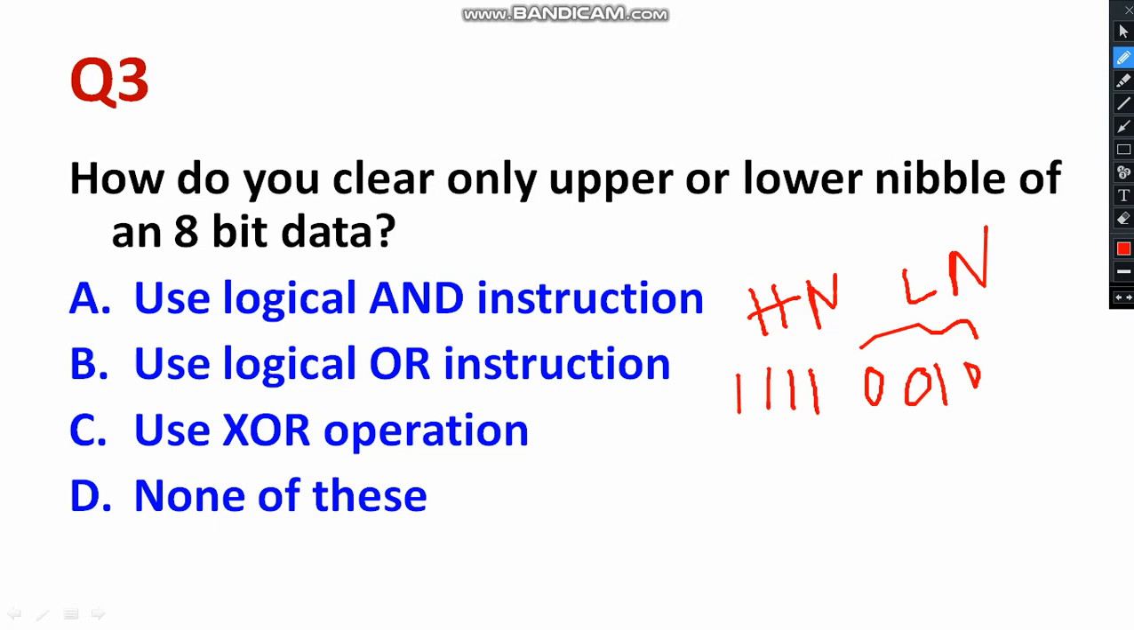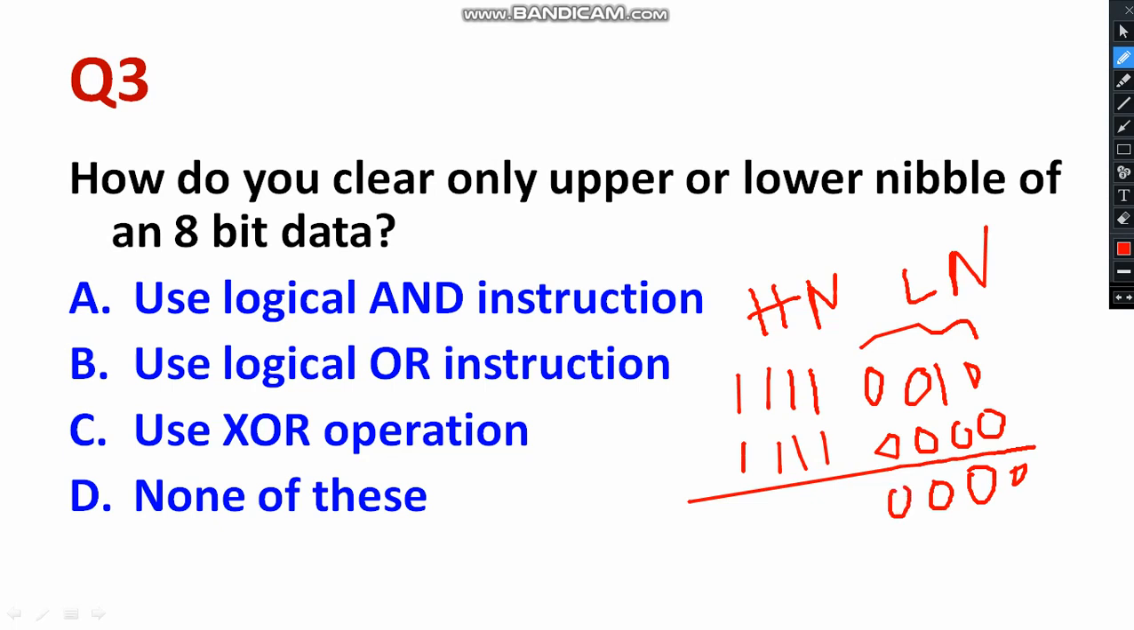Suppose I want to clear the lower nibble. So what do I have to do? I have to perform an AND operation. Here I will use 0 0 0 0 at the lower nibble, and in the upper nibble I am not changing anything, so it is the same, all ones. Now you can perform the AND operation. 0 and 0 is 0, correct? And 1 and 0 means 0. So what is going to happen? The lower nibble becomes 0.